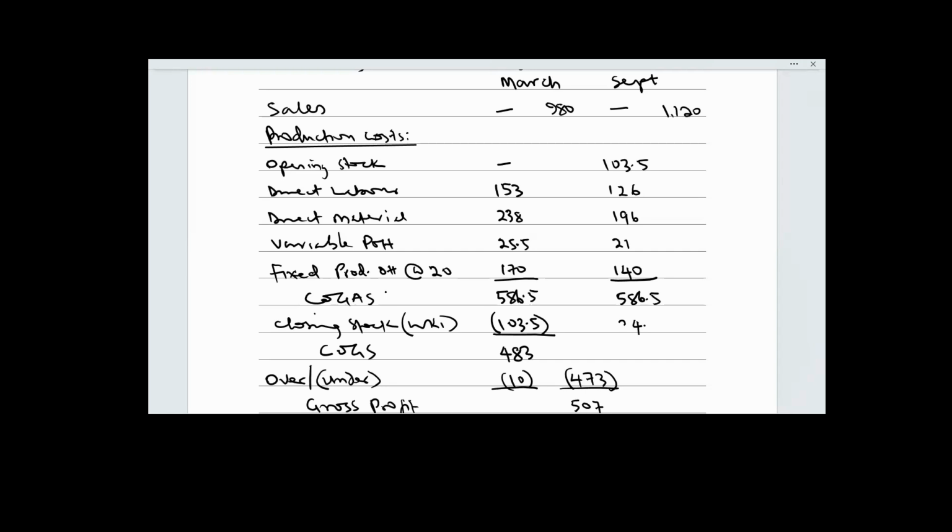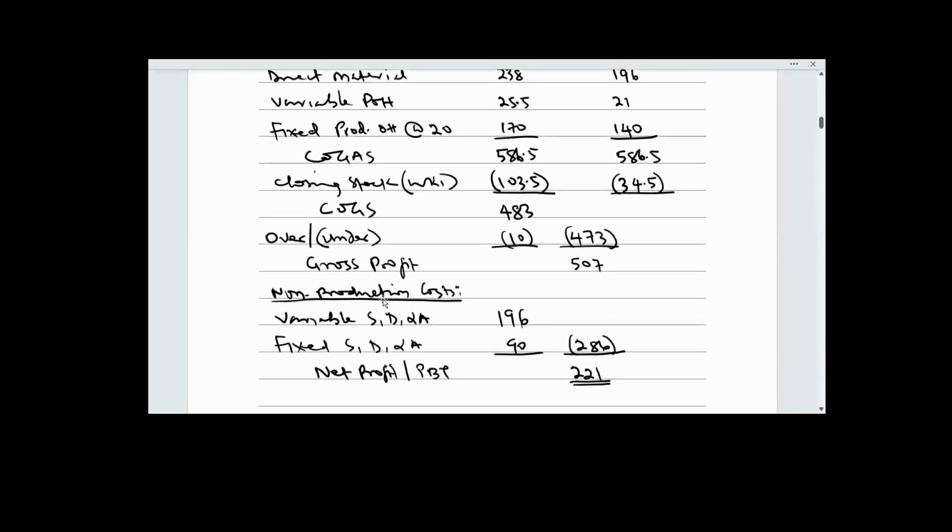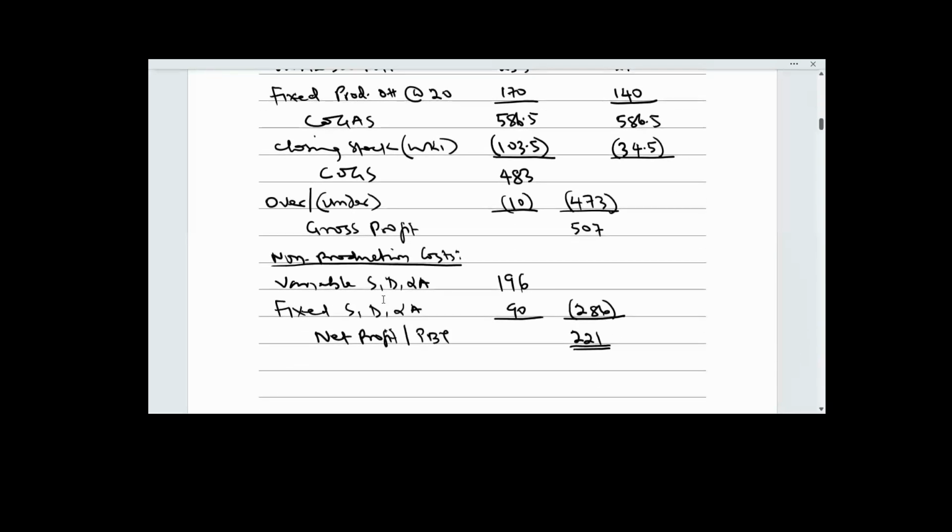34.5. So what's the difference? 552. Then we need to consider under absorption.